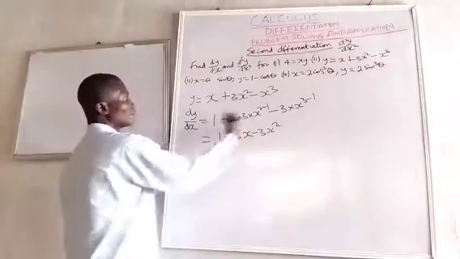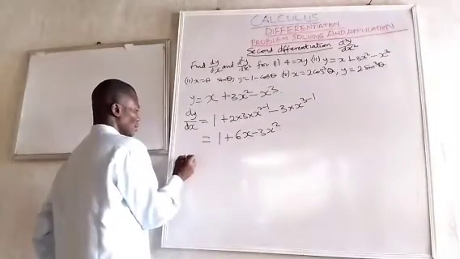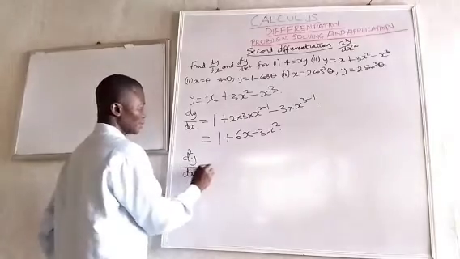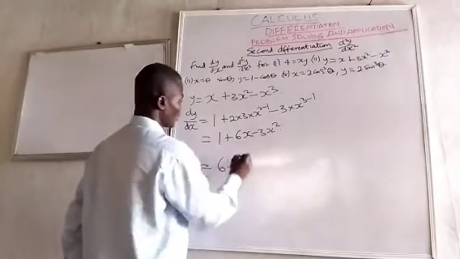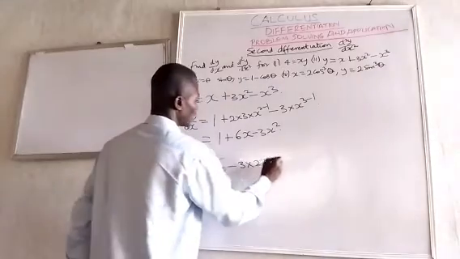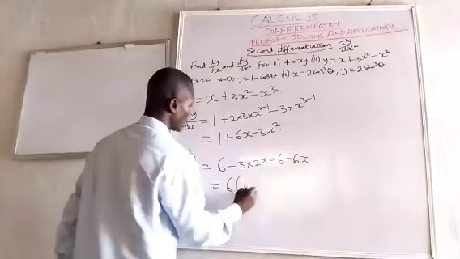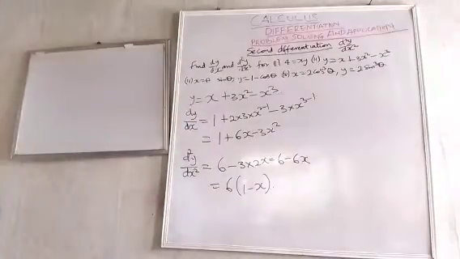Now, we have known how to do this one easily now. So the d²y/dx² is equal to 6 minus 3 times 2x, which is 6 minus 6x, which is 6 into (1 minus x). That's all. Very simple and straightforward.